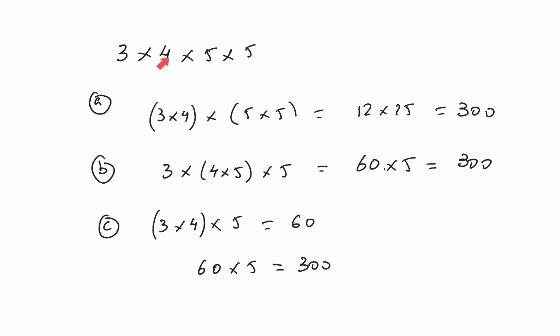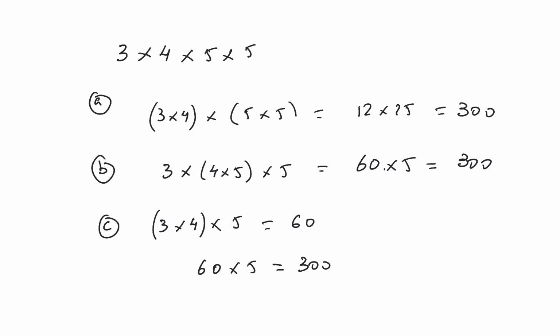You can do 3 by 4, or you can do 4 by 5. So we do 3 by 4, 12. 12 by 5, 60. 60 by 5, 300. So you can do it in many different ways. For example, you can do 3 by 4 first, and 5 by 5 later. So 3 by 4 is 12, 5 by 5 is 25, 12 by 25 is 300.